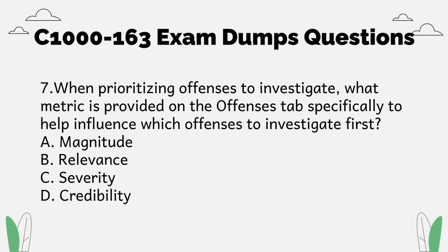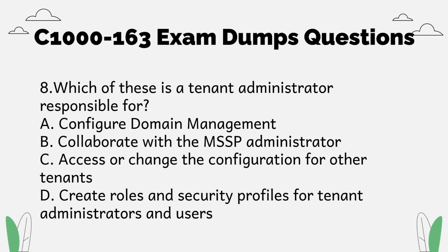7. When prioritizing offenses to investigate, what metric is provided on the Offenses tab specifically to help influence which offenses to investigate first? A. Magnitude. B. Relevance. C. Severity. D. Credibility.